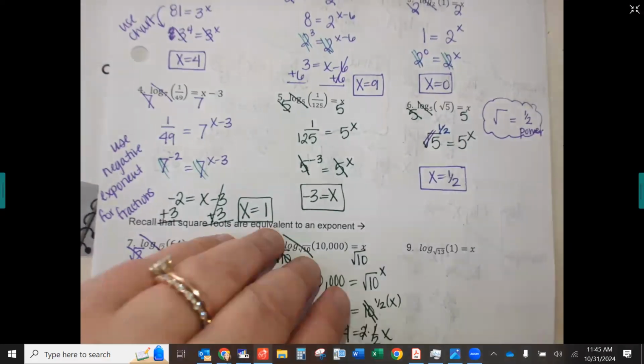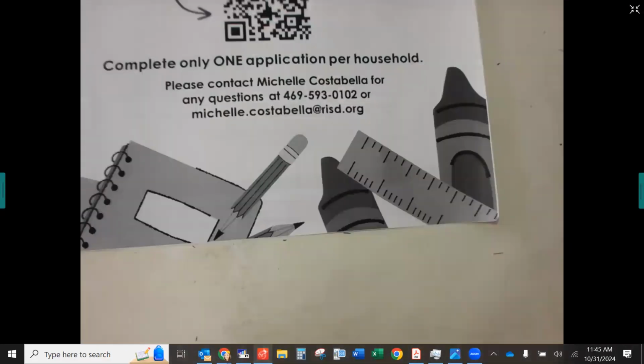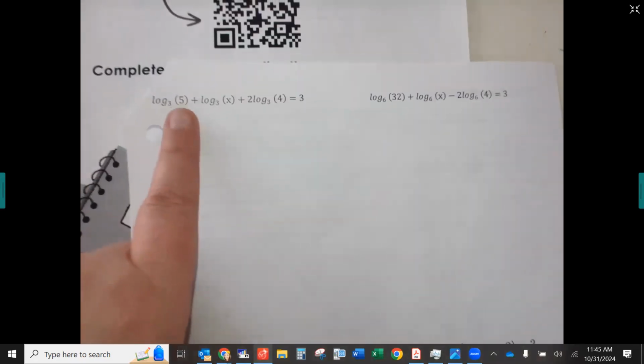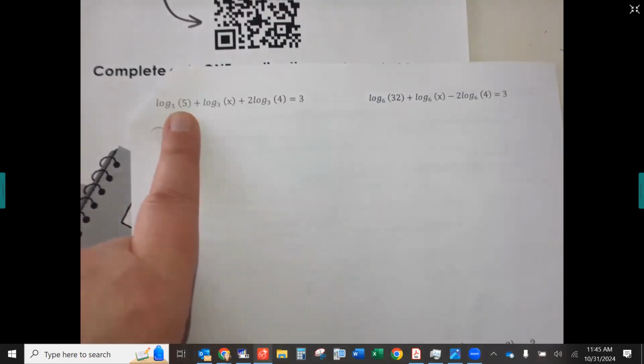Okay. All right, so let's just do 2 more. Which 2 do I pick? Let's start with the next page. Let's do this one.